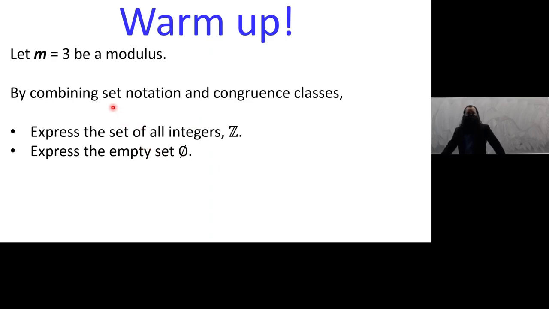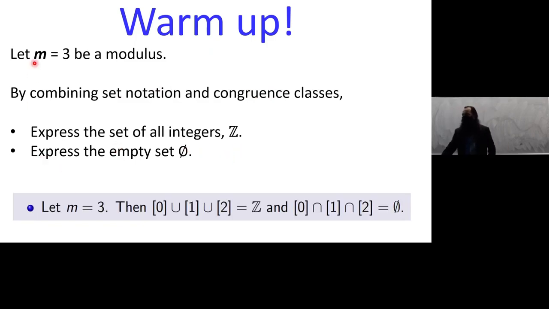Okay, remember last class, Wednesday, I taught you the concept of a congruence class. It's some symbol in square brackets. That's a set of integers that are all congruent to the same thing, modulo the modulus. So we want to take a bunch of congruence classes and combine them using set notation and express all integers. The answer is just in this case where m equals 3, you have the congruence class 0, union the congruence class 1, union the congruence class 2. Any integer will be in one of those three sets, right? So all integers is equal to the union of these three.